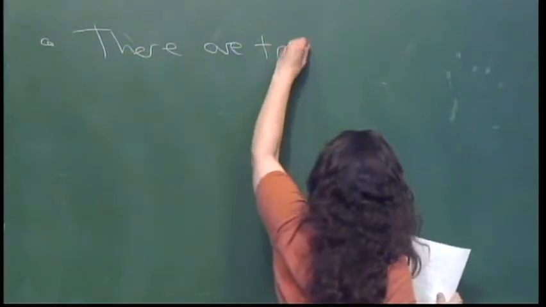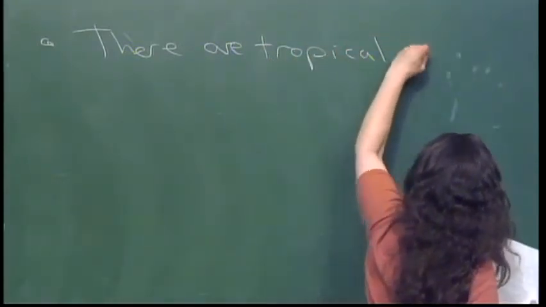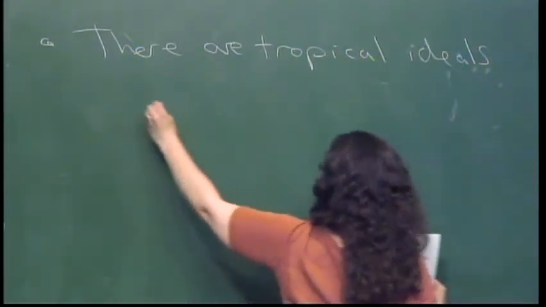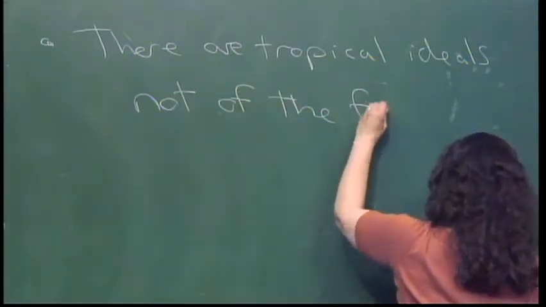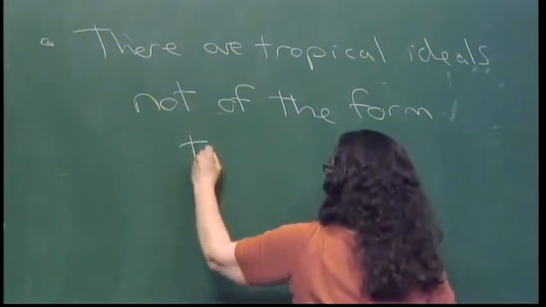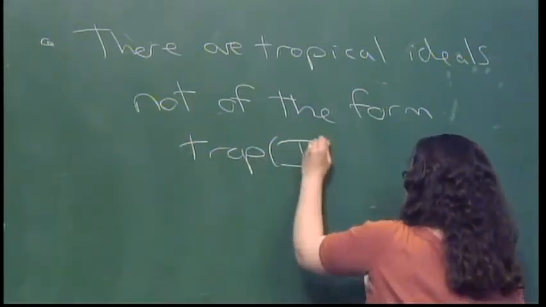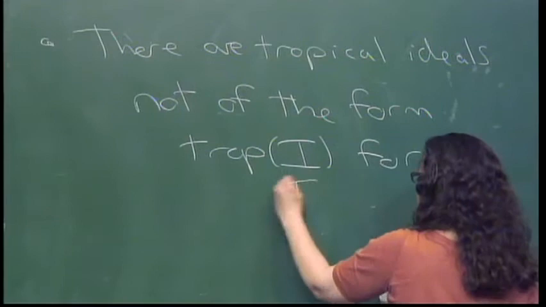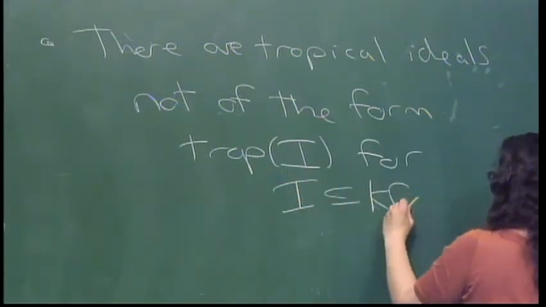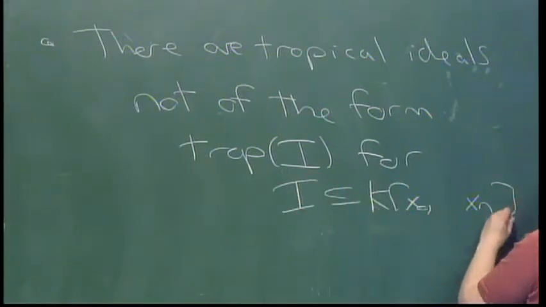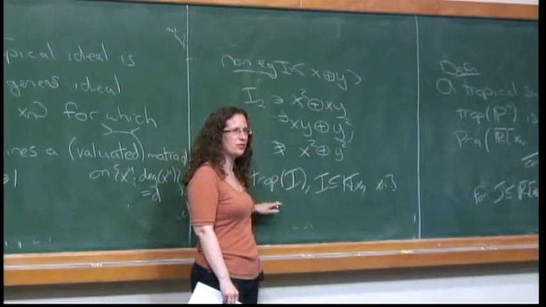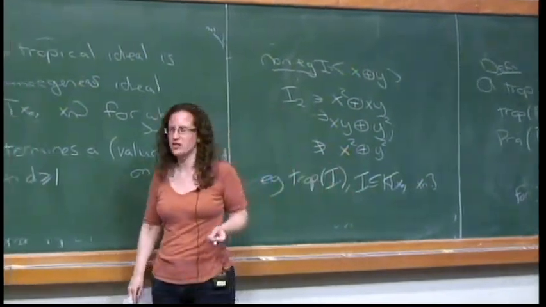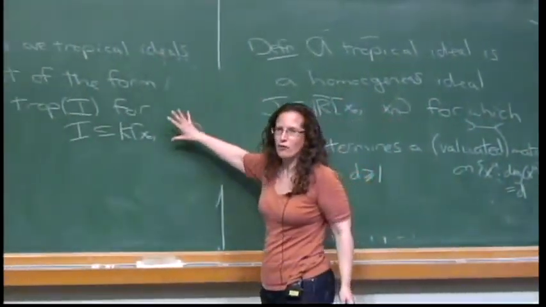Okay, second part is there are tropical ideals not of the form trop I for I contained in K[x_0, ..., x_n]. So not everything is just, I mean, I said this was my main example, the motivating example, that tropicalization of an ideal gives you one of these tropical ideals. But not everything comes in this way.